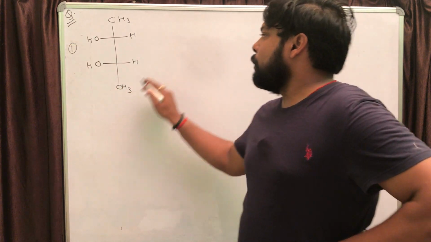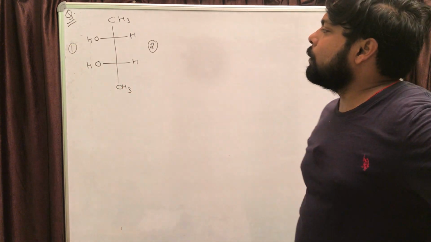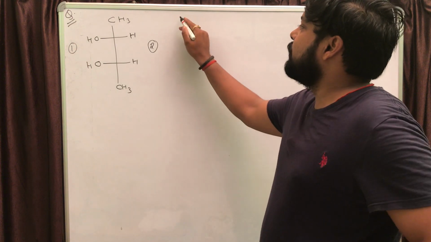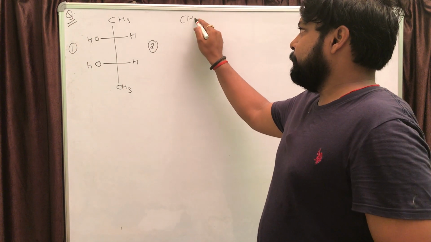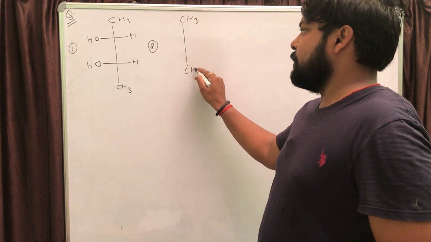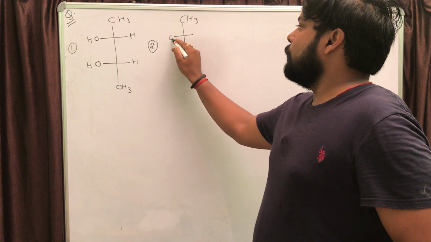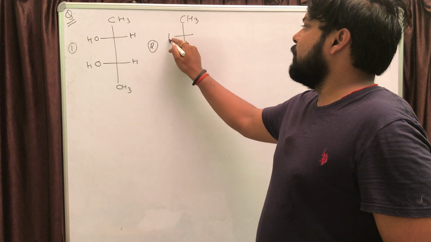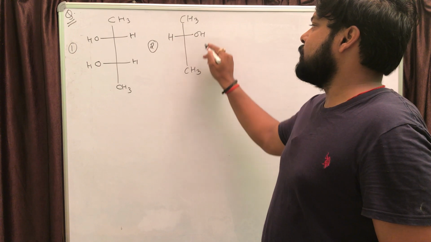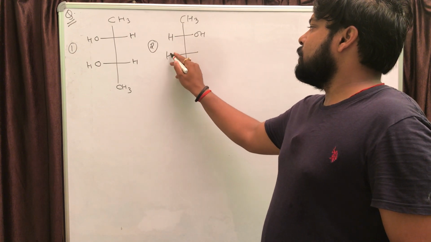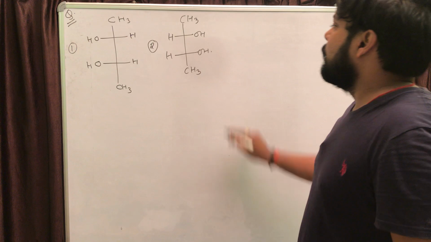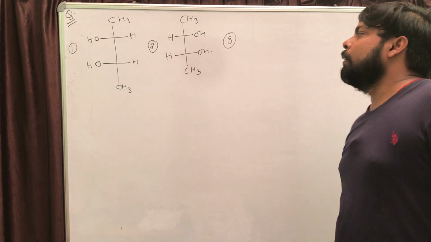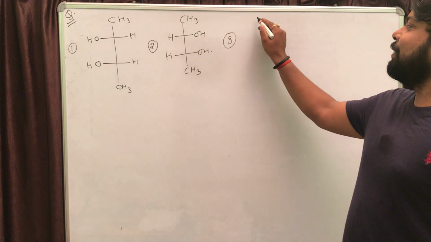Now the second compound is, let's do the slight change. CH3, not OH, let's write here H and OH on the right side. H and OH. Third compound, let's make it a bit complicated.